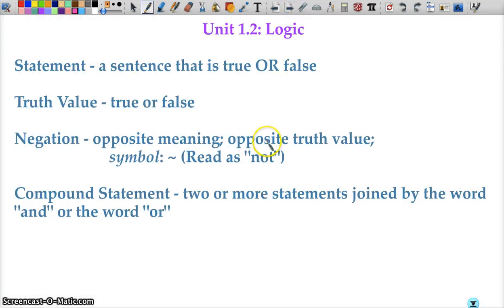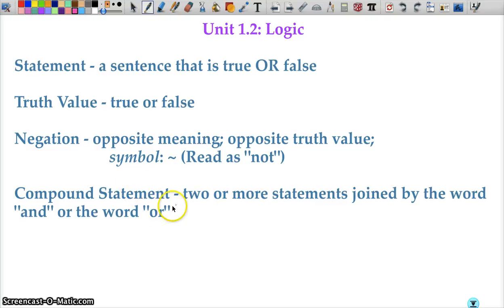And so then we're moving into logic, using the same kind of ideas, and some terms you need to know would be statement, a sentence that's true or false, so just a general statement. It's a very broad term. Truth value would mean it's either true or it's false. So if I'm asking you for the truth value of something, I'm asking you, is this a true statement or is it a false statement? Negation would mean it has the opposite meaning, and it also has the opposite truth value. So the symbol is this little thing right here. It's kind of like what goes over the n for the ñ in Spanish, if you know that, but you read it as not. So it would be not something.